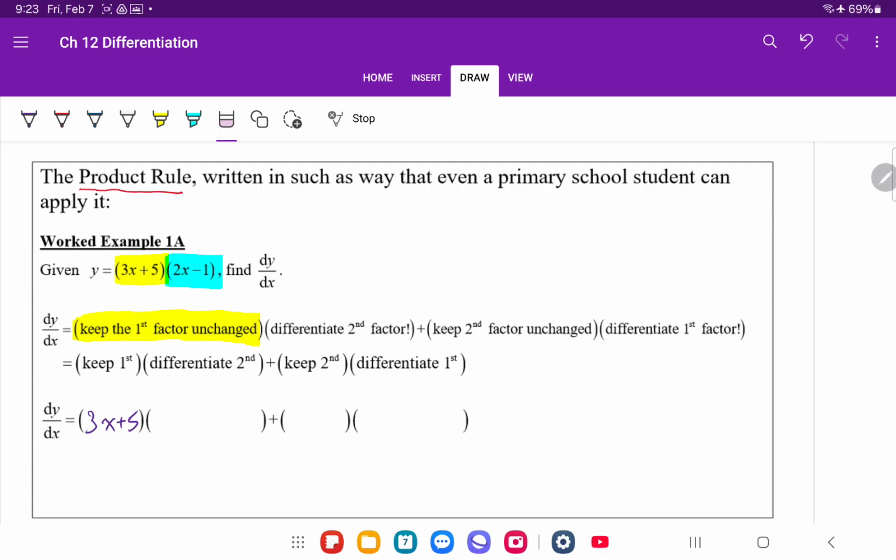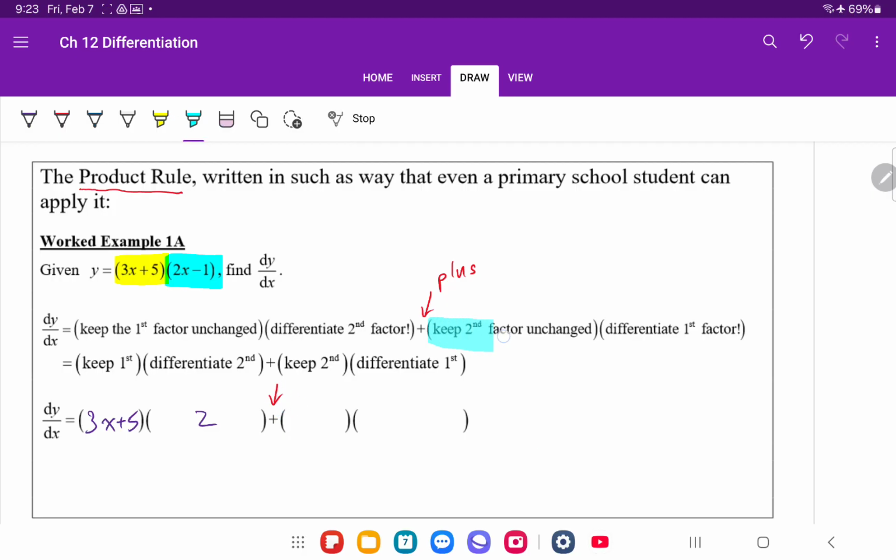Next, whatever was in the second factor, you will now differentiate it. So differentiating the second factor will give us the number 2 and minus 0. But the 0 is understood, so actually you can just write the number 2. Okay, moving on. There is now a plus in the middle. Okay, make sure there is a plus. So plus over here. And then we reverse the order.